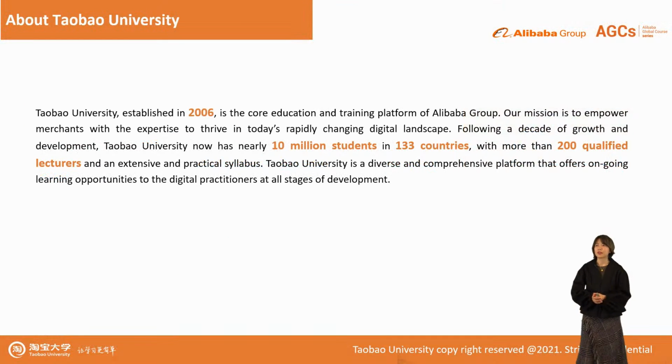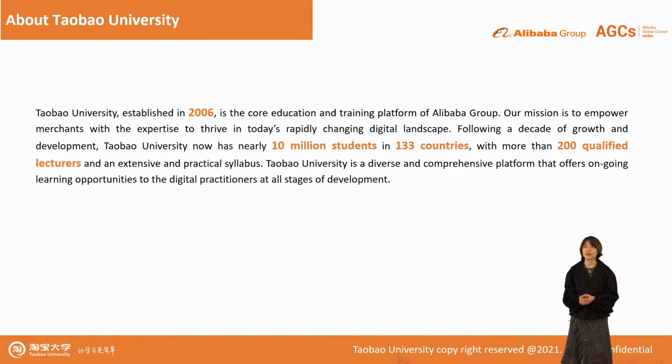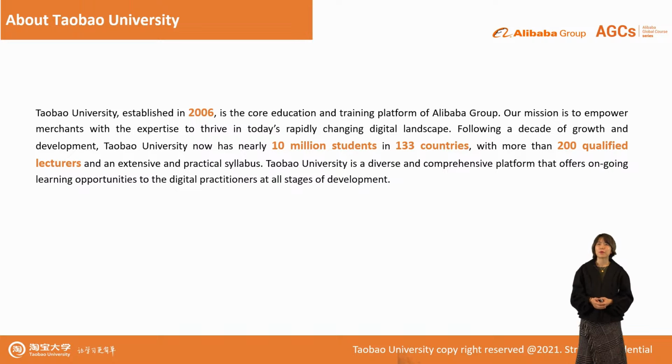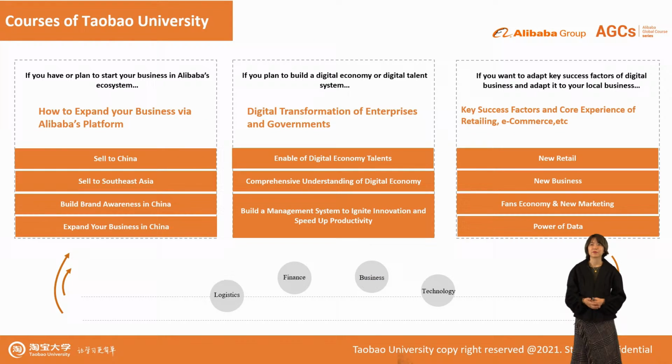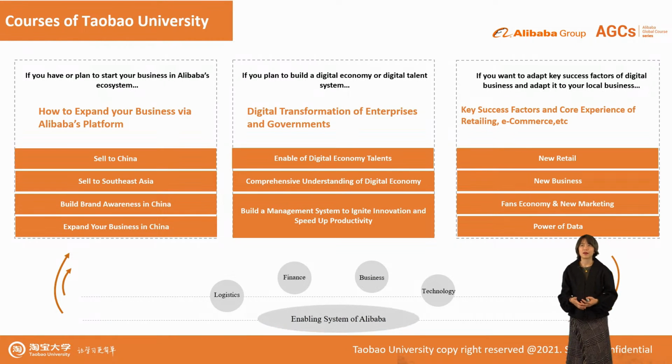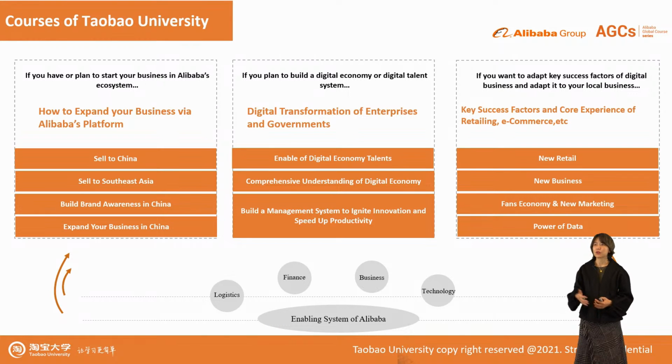Taobao University was established in 2006, and it's one of the core education and training platforms of Alibaba Group. The mission of Taobao University is to empower merchants with the expertise to thrive in today's rapidly changing digital landscape. By now, Taobao University already has 10 million students in 133 countries, with more than 200 qualified lecturers and an extensive and practical syllabus. You can see Taobao University focuses more on practical trainings, especially on how to do e-commerce.